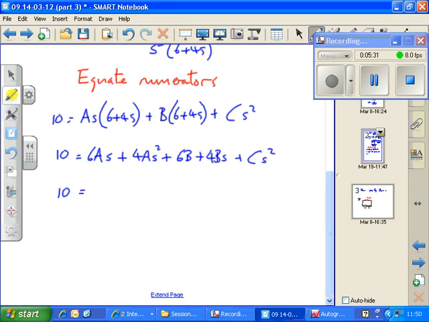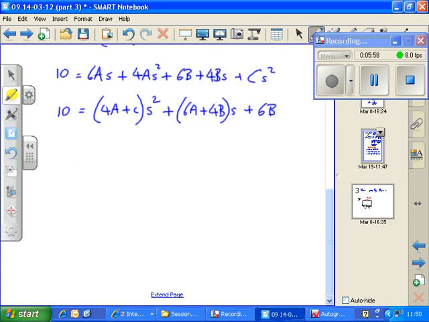If we collect together terms involving s squared, (4A plus C) s squared, and then collecting together terms involving s, (6A plus 4B) s, and then finally plus 6B. So now we can equate coefficients and write down 3 equations.